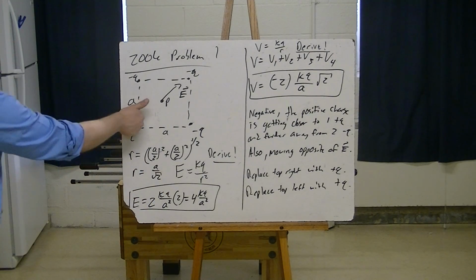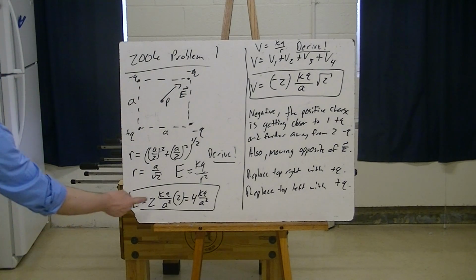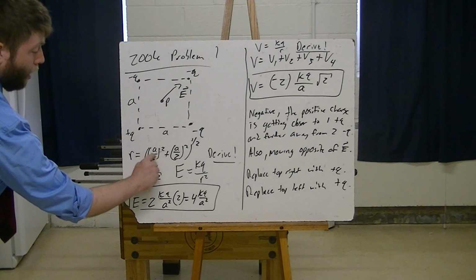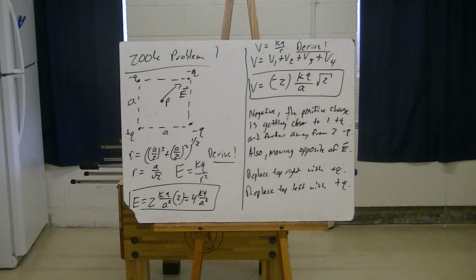Okay? Since these 2 electric fields are in the same direction, same distance apart, we're going to add them up. So that's 2 times KQ over A squared times 2, because this square root of 2 comes up top, and we get 4KQ over A squared.